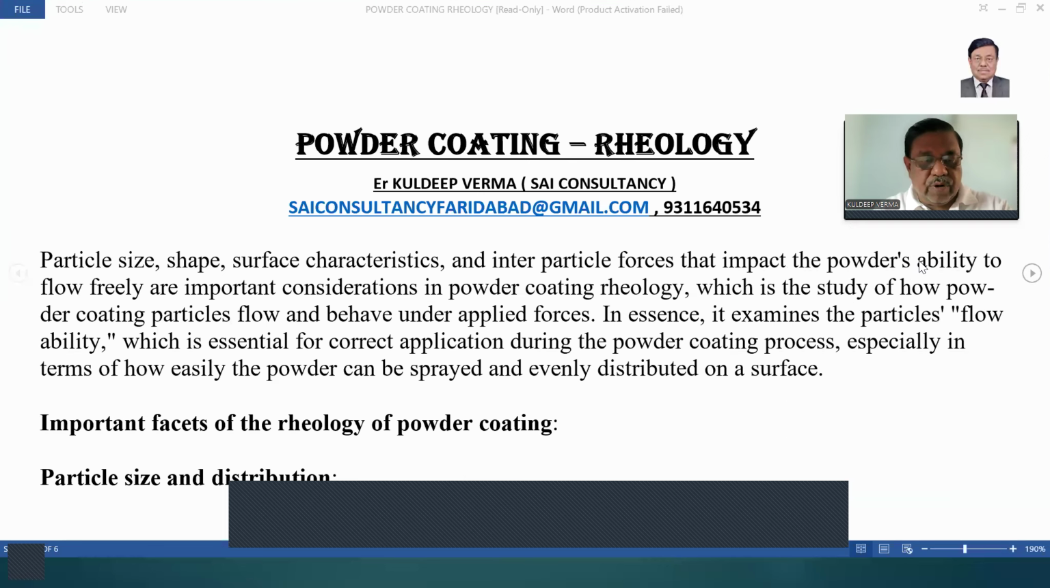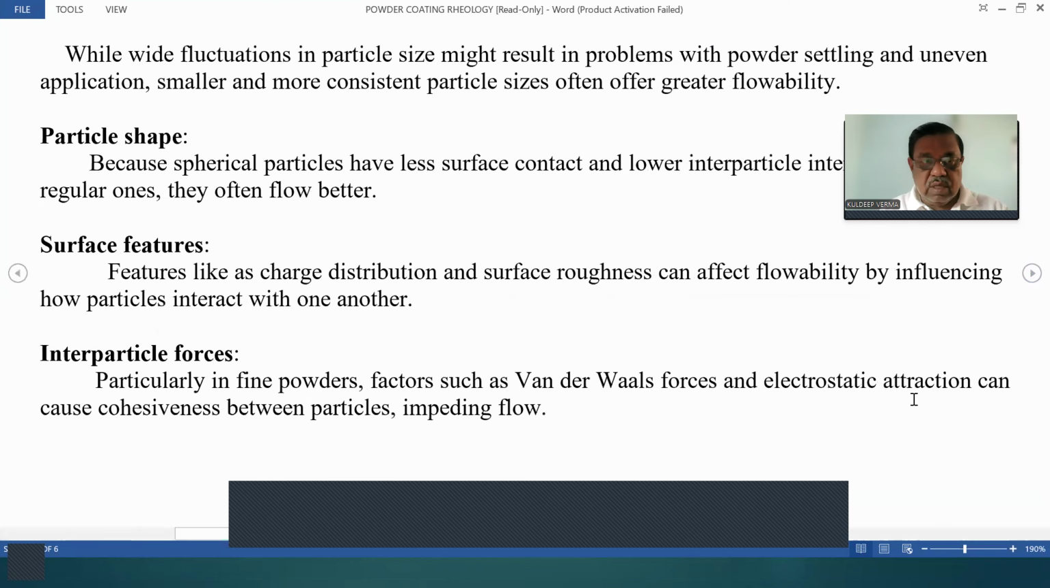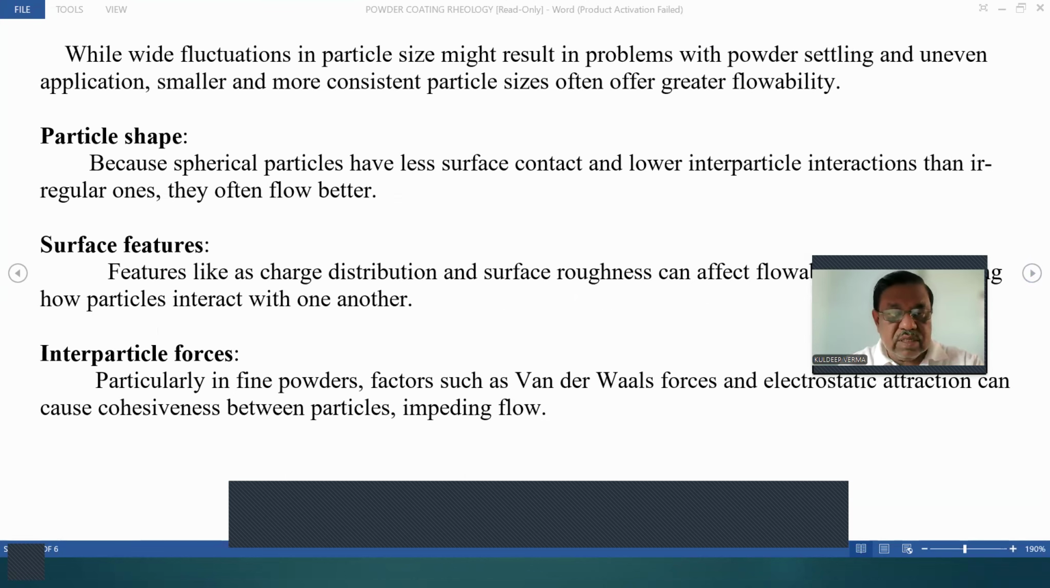So, the important factors in the rheology of powder coating: the particle size and distribution. While wide fluctuations in particle size might result in problems with powder settling and uneven application, smaller and more consistent particle size often offers greater flowability. Actually, this is not the particle size, this is particle distribution. So fine, medium, and big particles, this is a combination of all the particle sizes.